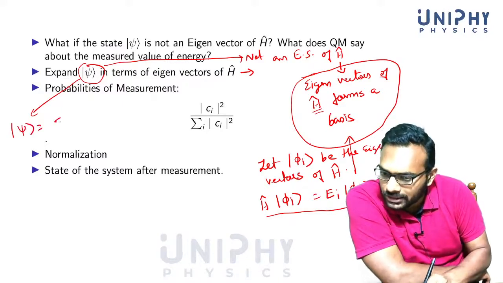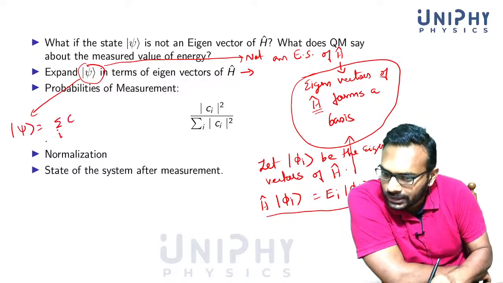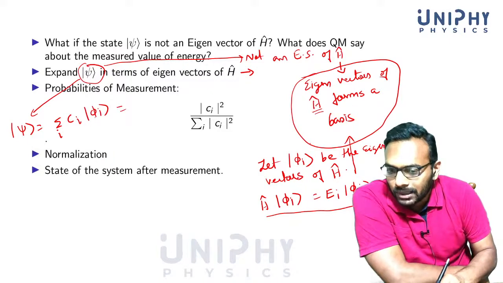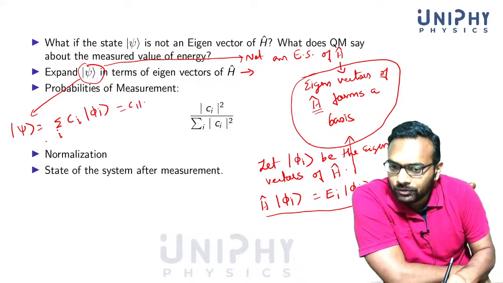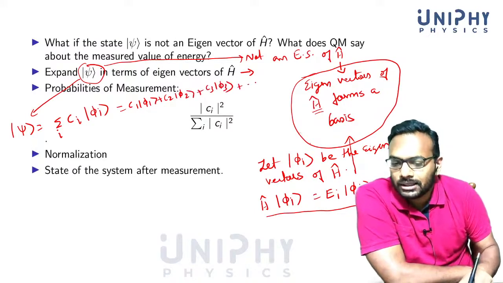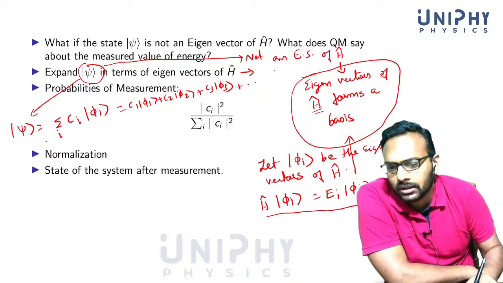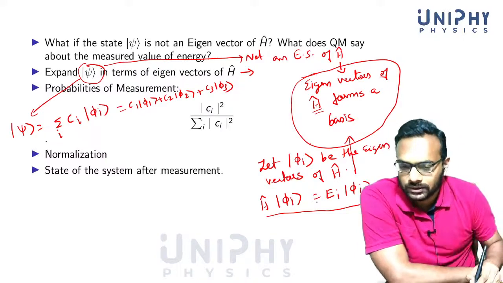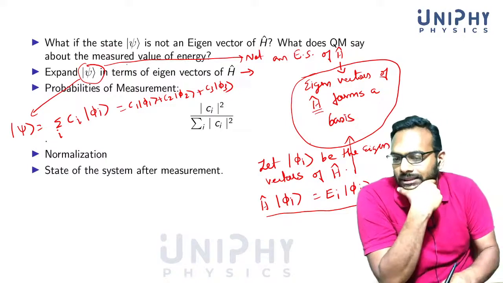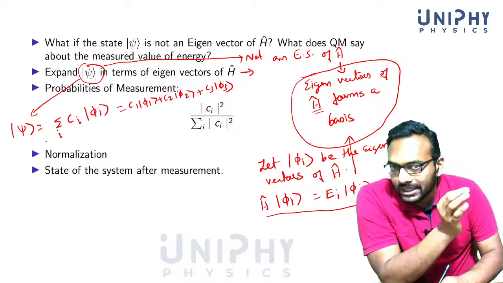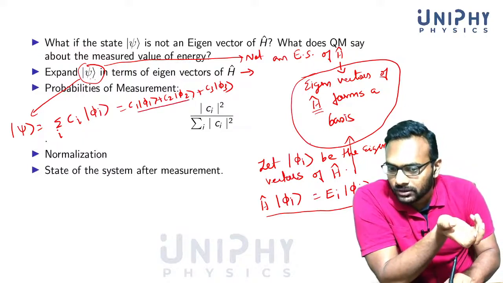As a combination, we will write a summation over i, C i phi i. This means that we are multiplying each by some scalar quantity: C1 phi 1 plus C2 phi 2 plus C3 phi 3, etc. And depending on the dimensionality, suppose there are only 3, we can imagine there are only 3 possible energy values. I hope this is clear. So if psi is not an eigenvector of the Hamiltonian, what you do is expand this psi in terms of the eigenvectors of the Hamiltonian. That's what I have done here.